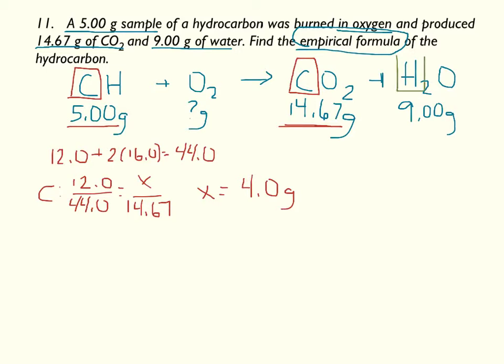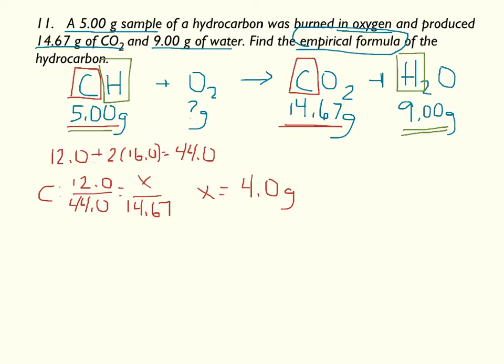Notice that hydrogen only appears in the equation 2 times. The hydrogen from the original compound turned into hydrogen from water, and that's the only place that hydrogen came from. So if I can figure out how much H is in the 9 grams of water, then I will know how much H is in this unknown CH compound.